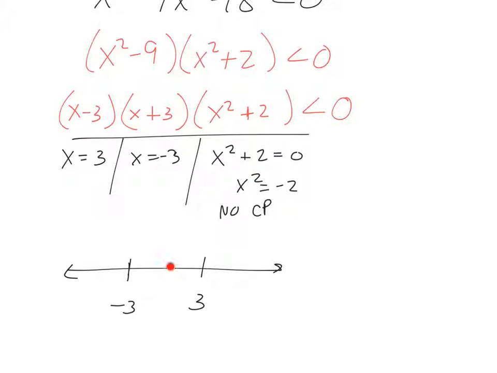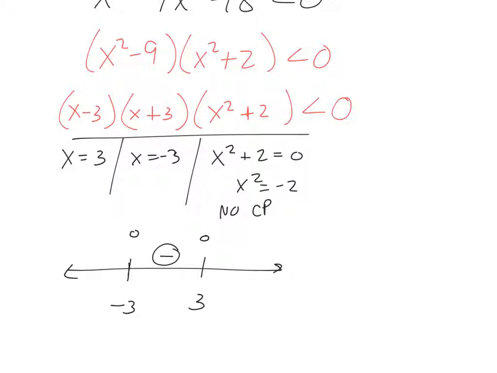So let's test 0. If I test 0 up here, it's going to become negative 9 times positive 2. So this is a negative times a positive, which is going to give me a negative region. And by the way, these are open circles here. Then on the outside of 3 and negative 3, I'm going to test 4 and negative 4.